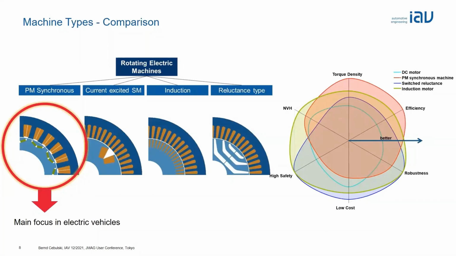Reluctance type is somehow difficult due to its high noise and bad NVH behavior, but also due to the higher costs of the inverter, because you need some higher apparent power, some higher current for the inverter, which puts the price on a bad edge. So the main focus of this presentation is the permanent magnet synchronous machine, especially the type with the interior magnets.